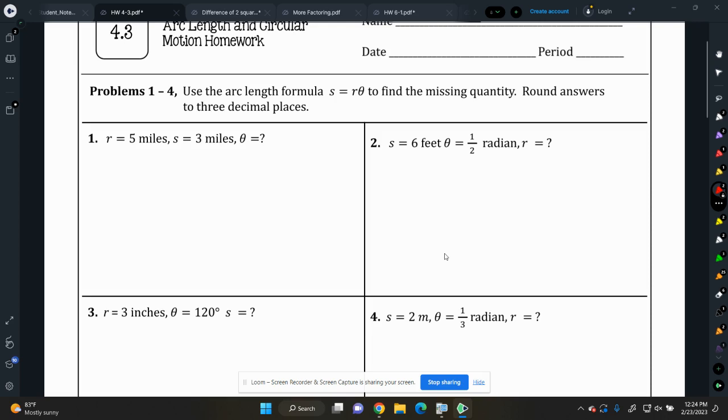Okay, so the first few problems are pretty straightforward. It's when you get to the word problems that they get harder, but let's go ahead and go through these anyway. Okay, use the arc length formula to find the missing quantity.